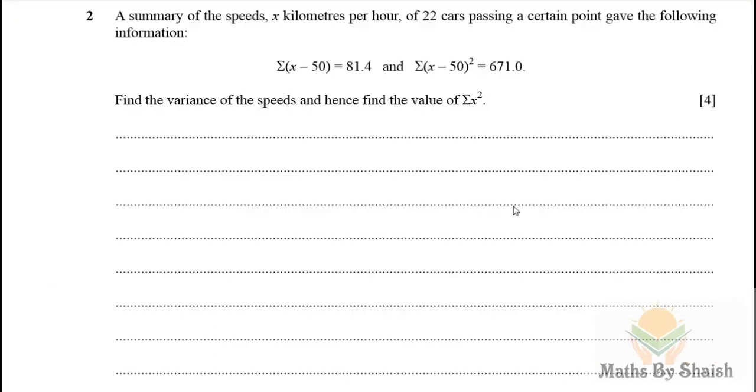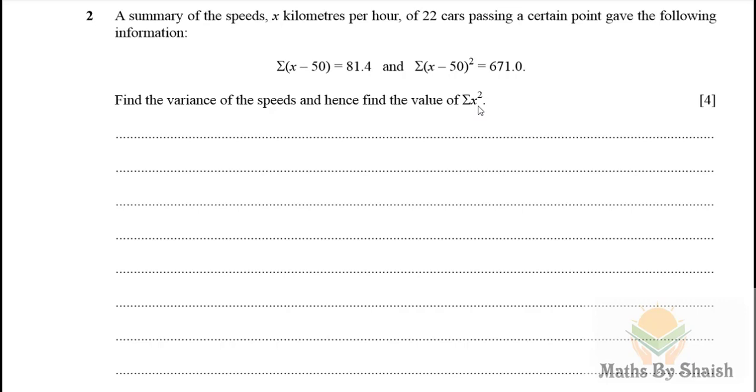And here's question number 2. A summary of the speeds x kilometers per hour of 22 cars passing a certain point gave the following information. Summation of (x minus 50) is 81.4, and summation of (x minus 50) squared is 671.0. Find the variance of the speeds, and hence find the value of sigma x squared, that is summation x squared.